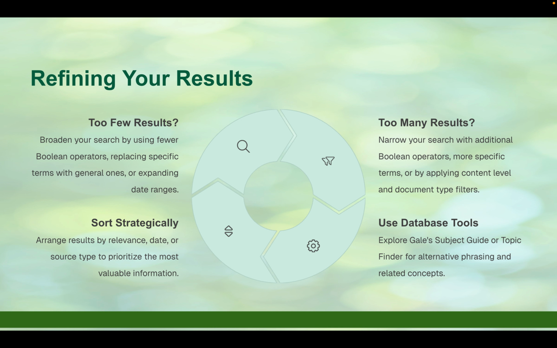Sometimes your first search won't yield perfect results, and that's okay. If you're getting too few results, try simplifying your search. Remove a Boolean operator, broaden your date range, or use more general terms. If you're getting too many results, do the opposite. Be more specific and apply filters for document type or reading level. Don't forget to sort strategically. Try organizing results by relevance or date, and take advantage of tools like Gale's Topic Finder or Subject Guide to discover new search terms.